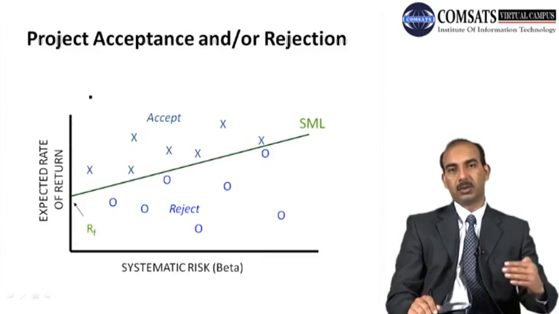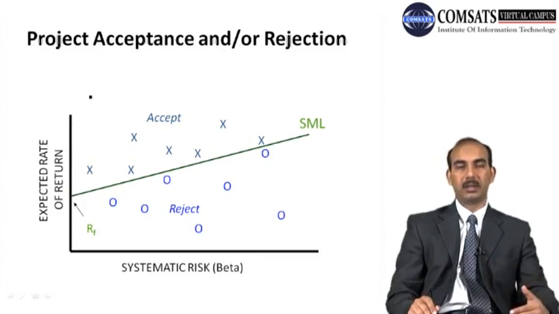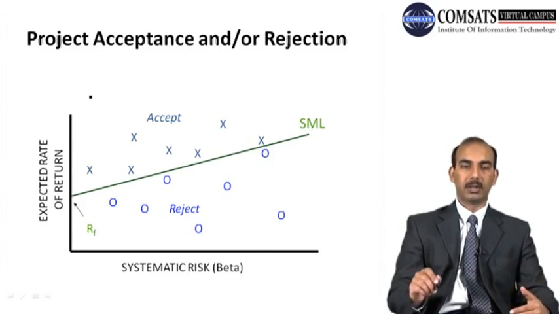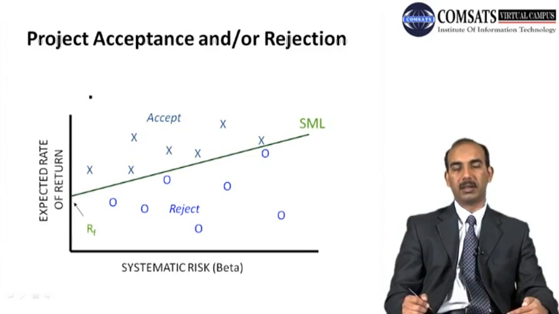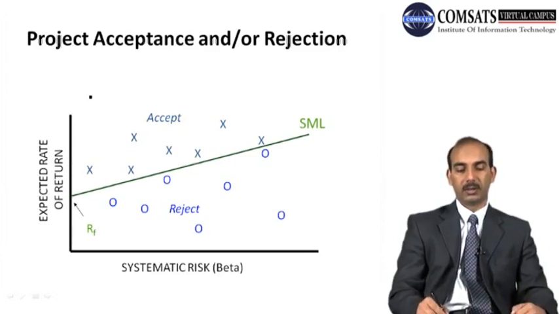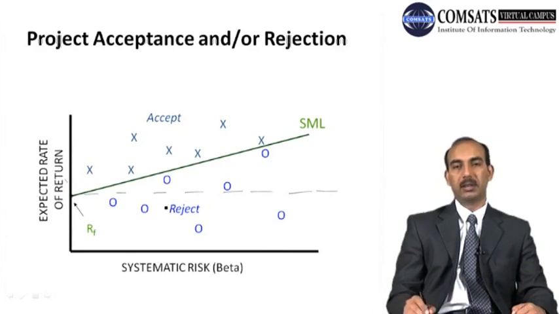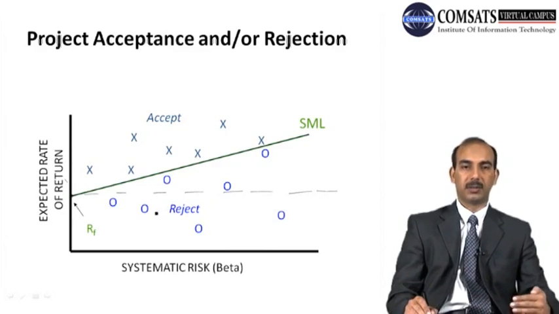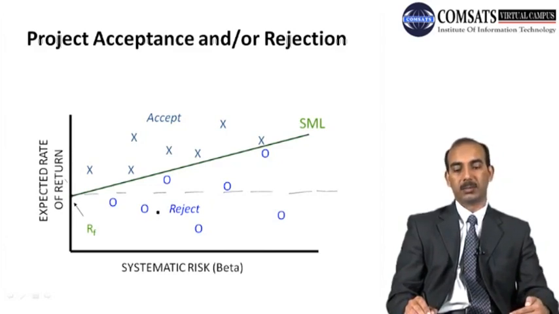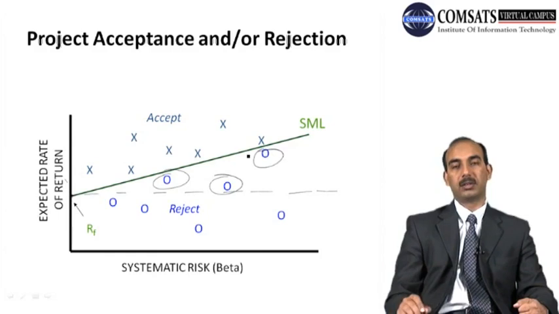The projects that lie above the security market line can be accepted, and the projects which lie below the security market line should be rejected. And you can see here the risk free rate is given. Some of the projects will even be lower than the risk free rate of return, so their rate of return is even lower than the risk free rate. In that case they should definitely be rejected. And another measure next to that is the security market line. So all those projects which lie below the security market line should also be rejected.